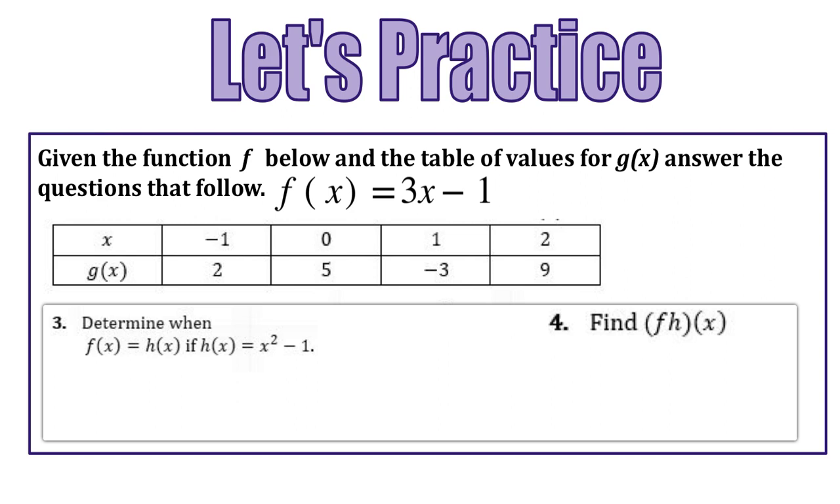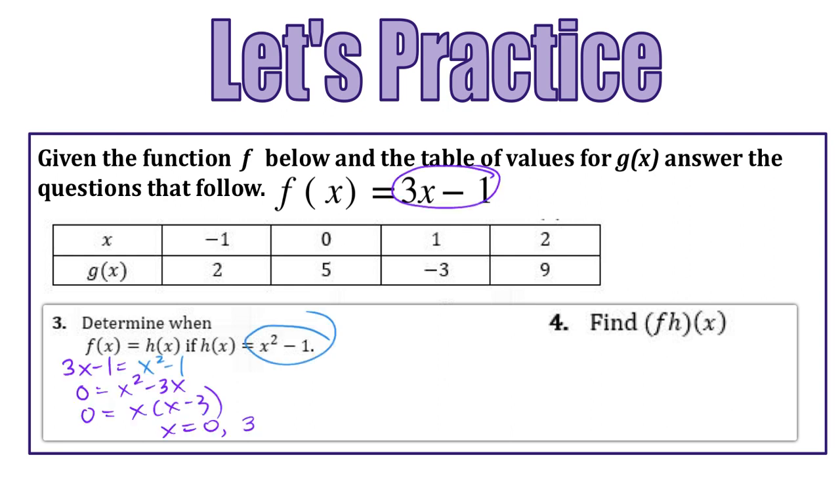I'm going to encourage you to pause the video and solve that, and then see if you can multiply the two functions together for number 4. Then unpause the video and see how you did. So if we set the two functions equal to each other, then we can solve by factoring out the greatest common factor and get the two x values, 0 and 3.